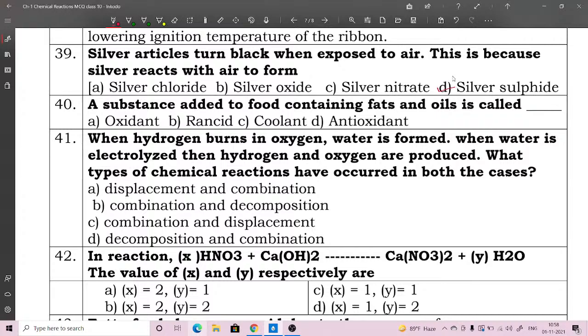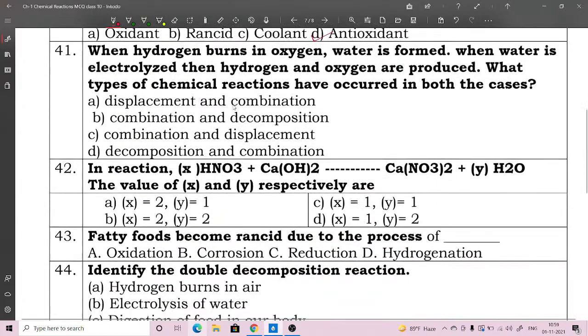Now let us move on to question number 40. A substance added to food containing fat and oil is called oxidant, rancid, coolant or antioxidant. A substance added to food containing fats and oil is called antioxidant. These are added so that the fats and oil are not going to react with oxygen and form rancid. Okay, therefore antioxidants are added. Let us move on to question number 41.